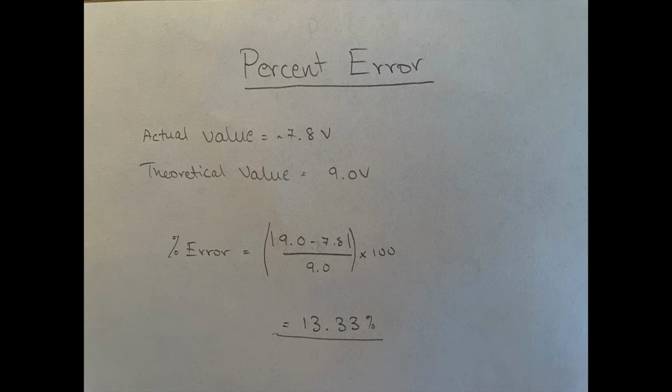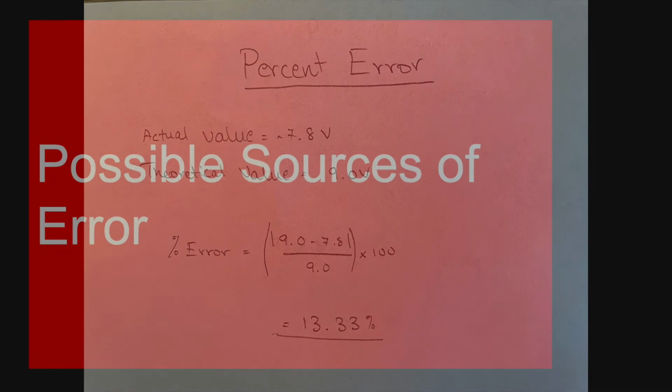By taking the difference of 9 and 7.8, and then dividing that answer by 9, then finally multiplying by 100 to get a percentage, we were able to see that we had a 13.33% error in this experiment. That basically means that our actual value was 13.33% lower than what we predicted.